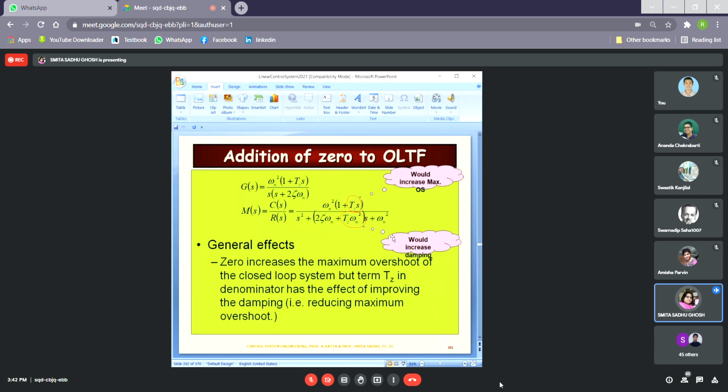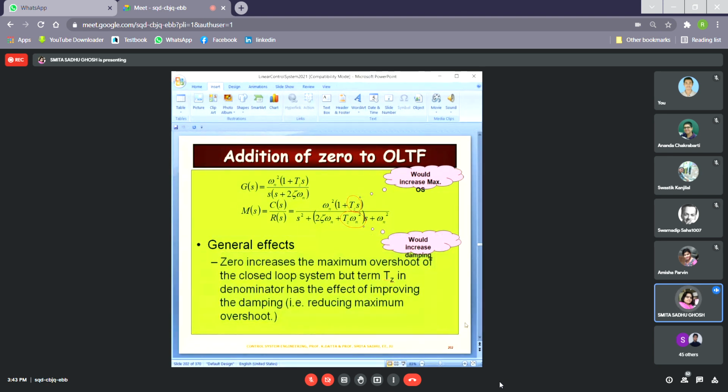Which one is going to overpower the other is going to depend on the relative values of tz and zeta omega n. But what can be said at least is that the overall plot would be a compromise or trade-off between these two contradictory effects: one of increase in the overshoot because of the zero, one of decrease in the overshoot because of the increase in the damping. So the general effect is summarized over here. The zero increases the maximum overshoot of the closed loop system, but the term tz in the denominator has the effect of improving the damping, that is, reducing the maximum overshoot.